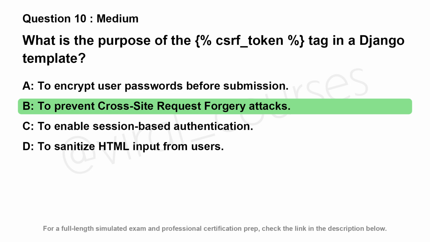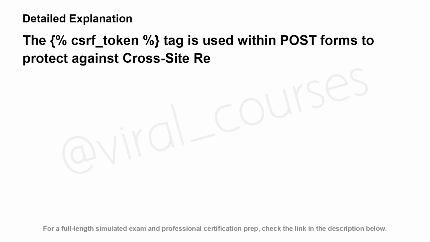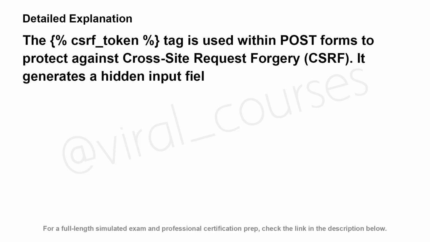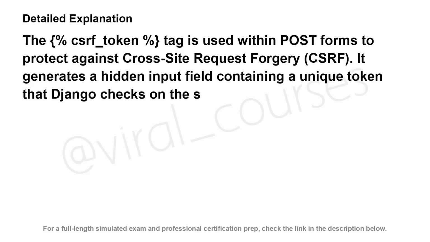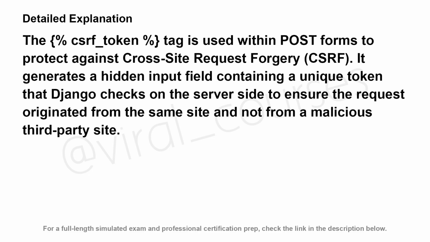The correct answer is B. The %csrf_token% tag is used within POST forms to protect against cross-site request forgery, CSRF. It generates a hidden input field containing a unique token that Django checks on the server side to ensure the request originated from the same site and not from a malicious third-party site.